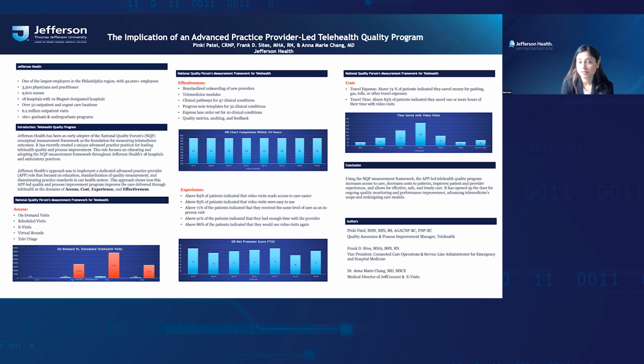We will discuss how this APP-led quality and process improvement program improves the care delivered through telehealth in the domains of access, cost, experience, and effectiveness. The first domain that we'll discuss is access. We improve access to care by offering virtual on-demand visits, scheduled visits, asynchronous e-visits, and virtual rounds. Jefferson's on-demand visit, also branded as Jeff Connect, serves patients 24/7, anywhere, anytime, and from the comforts of their home.